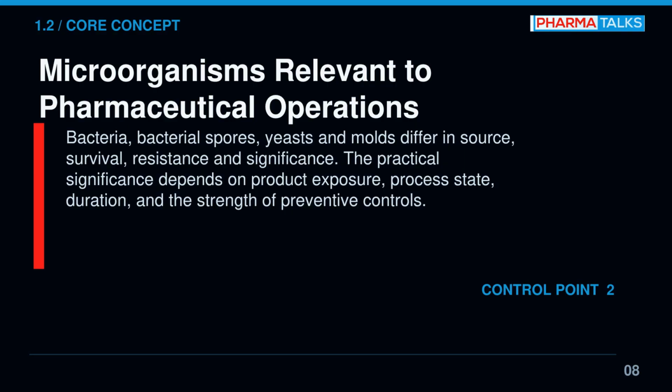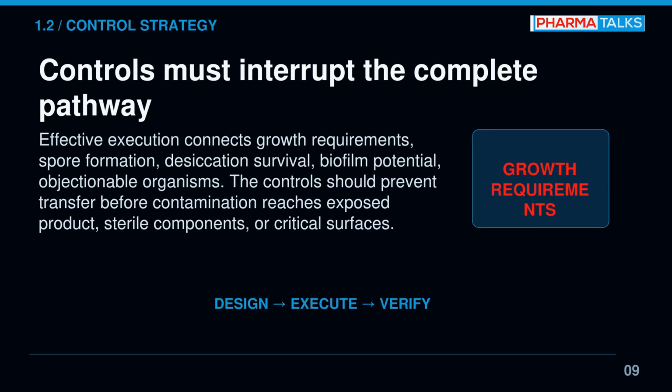Controls must interrupt the complete pathway. Control measures should consider growth requirements, spore formation, resistance to drying, biofilm potential, and whether an organism may be objectionable. Moisture control, controlled material transfer, cleanable design, and disciplined personnel behavior can interrupt survival and transfer routes. Final disinfection alone cannot compensate for conditions that continue to support microbial persistence.